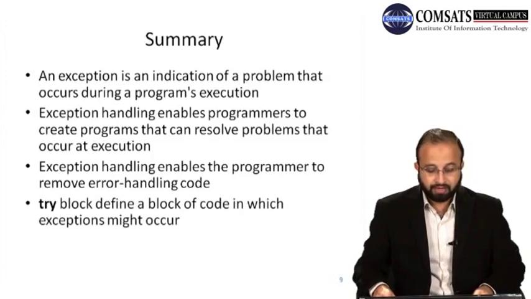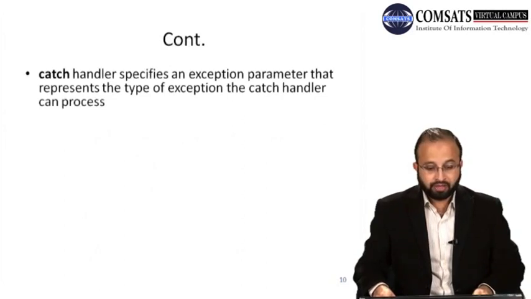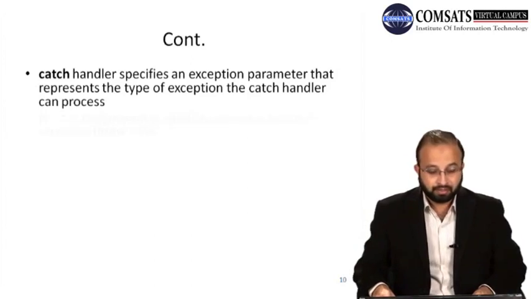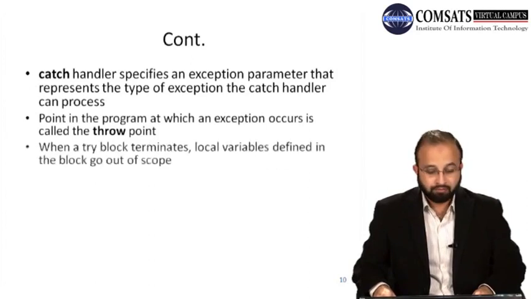So a try block defines a block of code in which an exception might occur. At least one catch handler must immediately follow a try block. A catch handler specifies an exception parameter that represents the type of exception the catch handler can process. We can have multiple catches, and each catch block represents a particular type of exception. The point in the program at which an exception occurs is called the throw point. When a try block terminates, local variables defined in the block go out of scope.